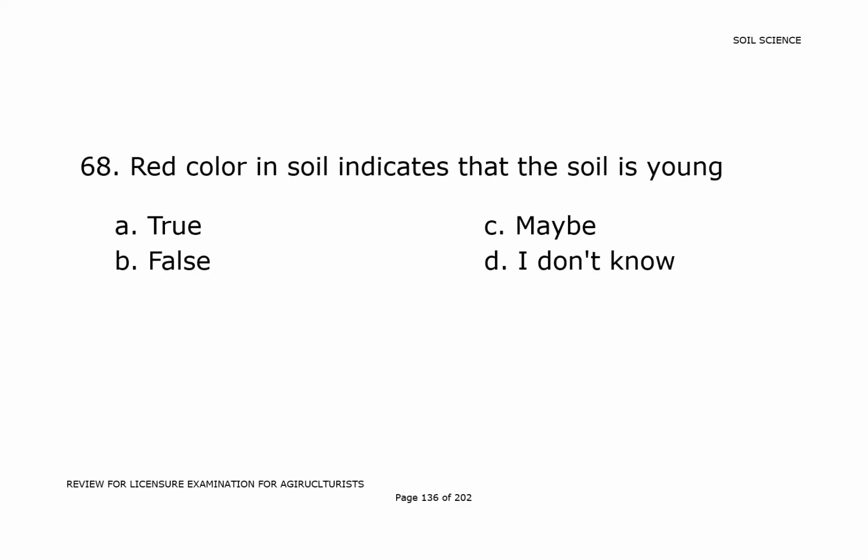The answer is true. Number 68. Red color in soils indicates that the soil is young. A. True. B. False. C. Maybe. D. I don't know.